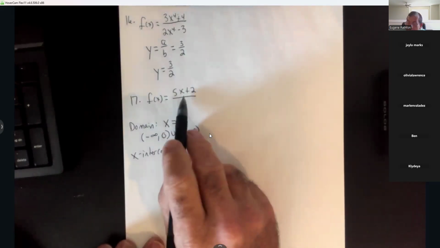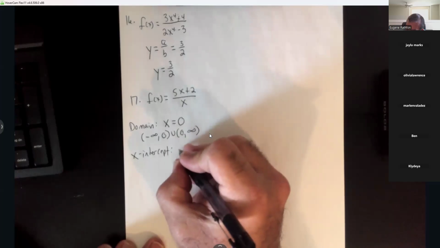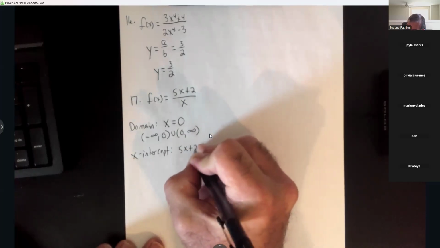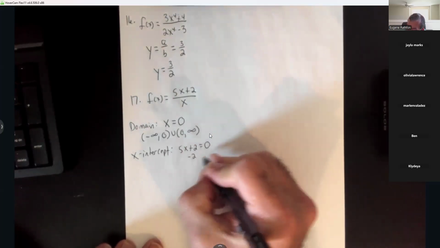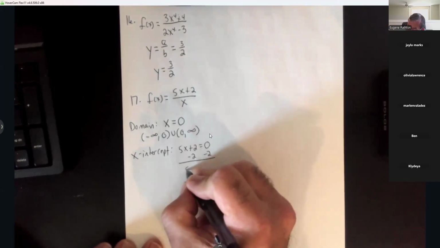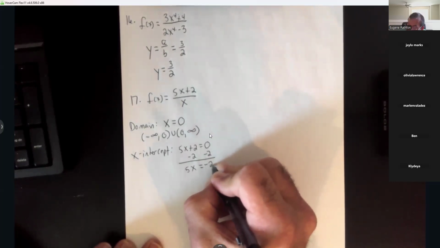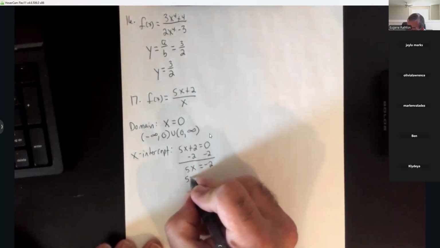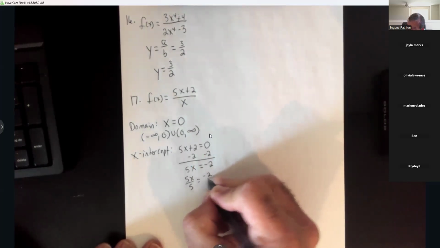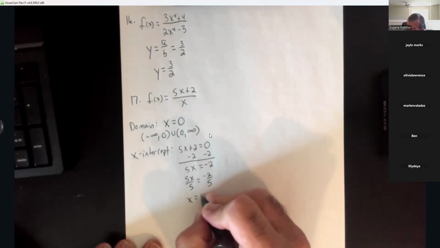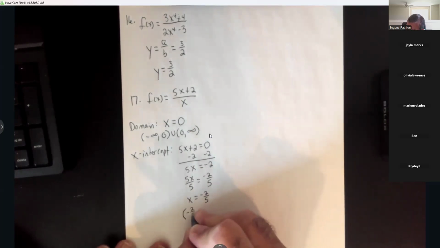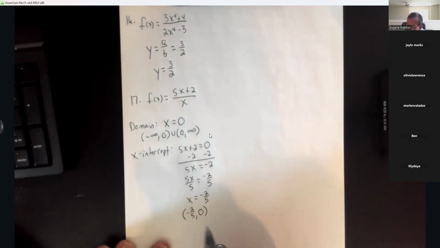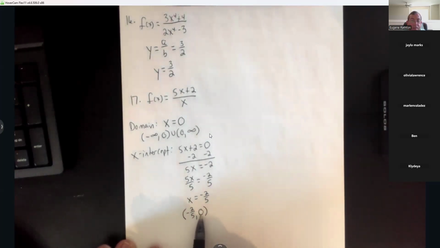The x-intercept, you find it by setting the numerator equal to 0. So you're going to set 5x plus 2 equal to 0, and we're going to solve that. So we'll subtract 2 first. That gives me 5x equals negative 2. Then divide both sides by 5. So I get x equals negative 2/5. That means the x-intercept will be negative 2/5 and 0. Remember, the y value is always 0 for your x-intercept. And you got to put it in like this, like an ordered pair.